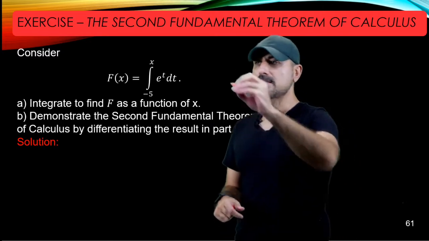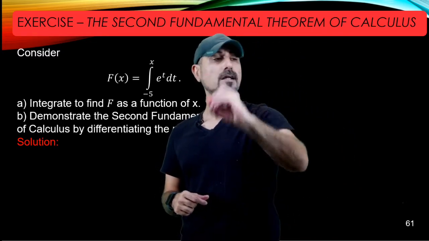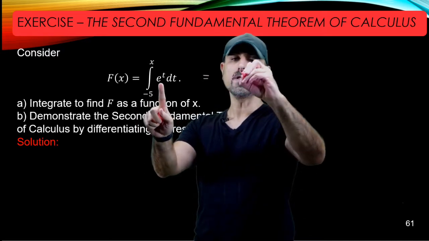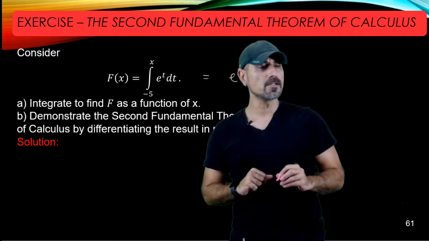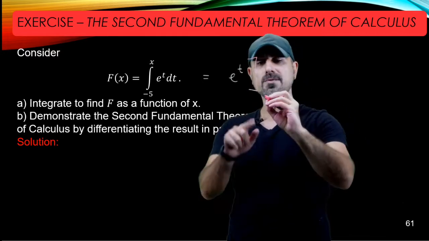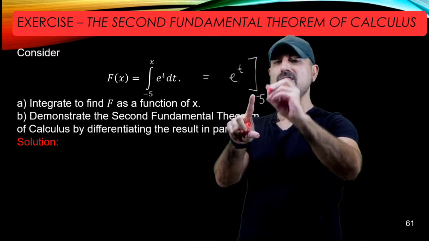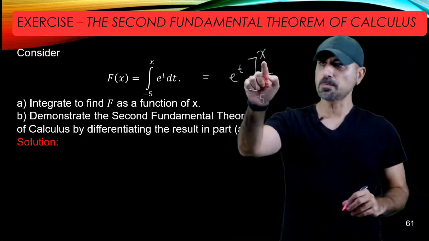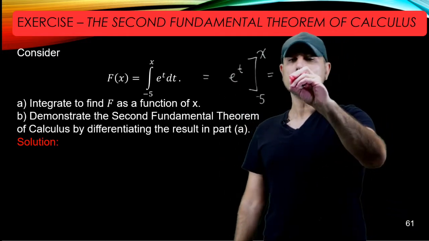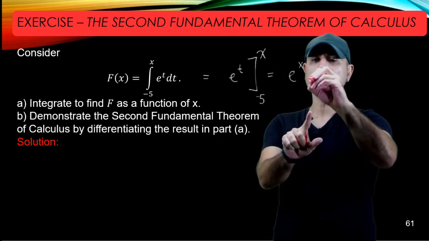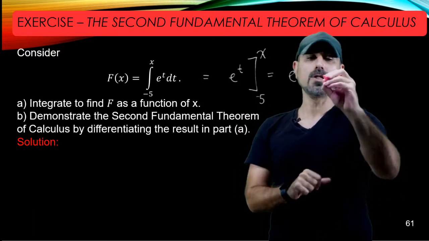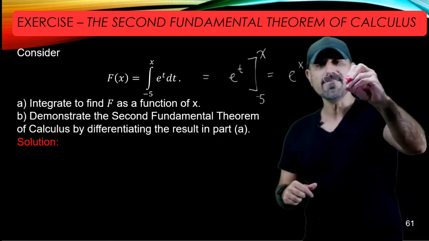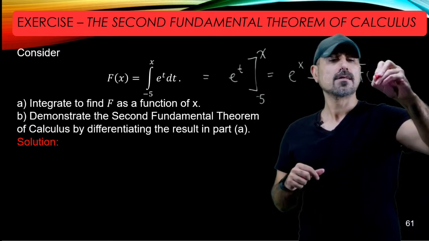All right, in part A, let's try to come up with the antiderivative of e to the t here. So e to the t has the antiderivative e to the t, and remember that when we have the definite integral, we use the bracket notation here and we place the lower limit here, -5, and upper limit here. And the way it works is that we first plug in the upper limit for t, so this becomes e to the x, and then subtract e to the lower limit, which is e to the -5. All right, so this is in fact what F of x is.